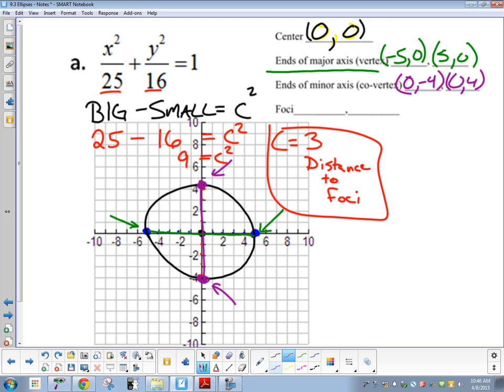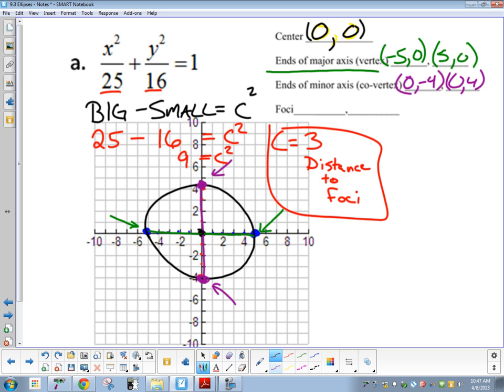Anybody want to guess on whether we go up or down or left and right? Left and right is the correct answer. Anybody want to guess why it's left and right? It's the major axis. It's the bigger one. Because it's longer left and right, that's where your foci are going to be. The green line we said was the big one. That's where we're going to make our foci.